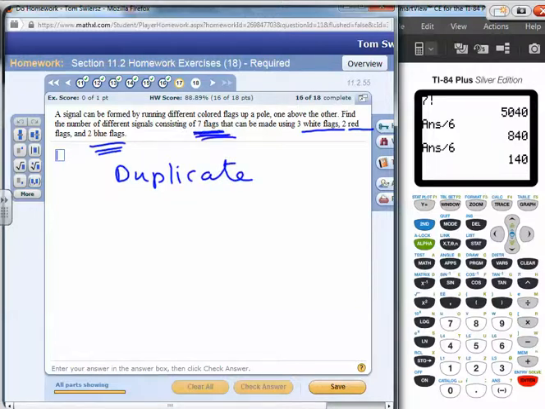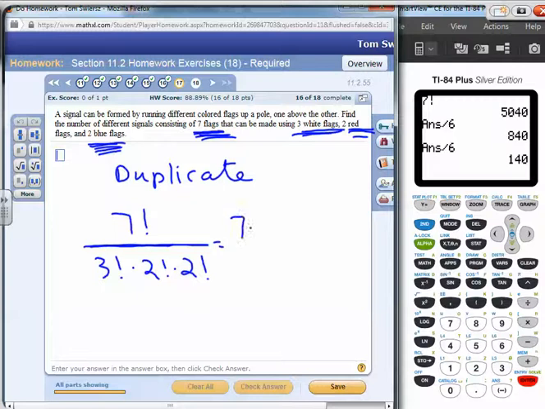It's the total number factorial in the numerator, 7 factorial. And then we have 3 white, right? So we have 3 factorial in the denominator times 2 red, so 2 factorial in the denominator, and also another 2 blue, so another 2 factorial in the denominator. Those are all multiplied. So again, it's 7 times 6 times 5 times 4 times 3 times 2 times 1.